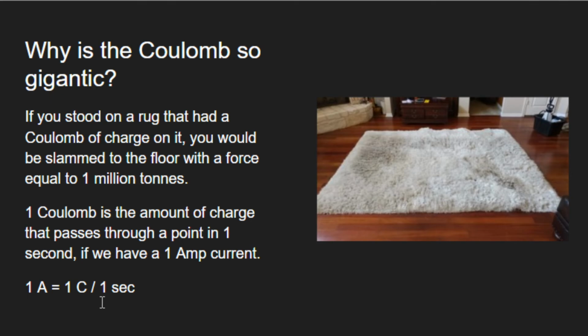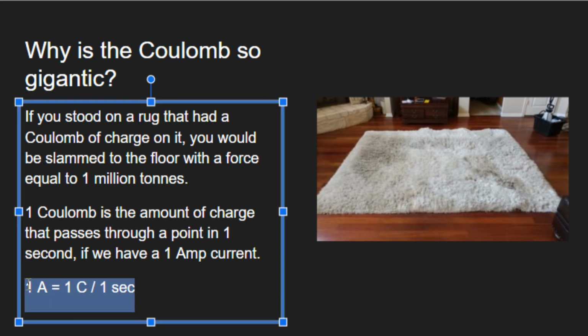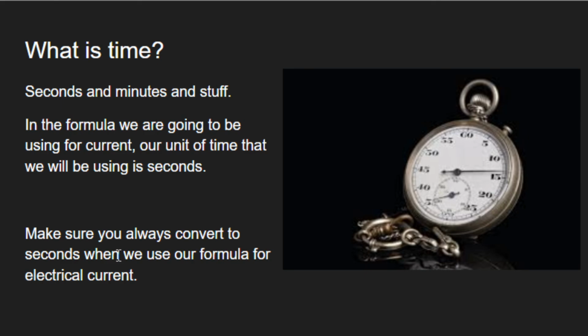The reason it's used is that if you have a 1 amp current, you've got 1 Coulomb traveling through it per second. So this is a baseline measurement that defined what 1 Coulomb would be. And what is time? It's seconds and minutes and so on. In the formula we're going to use for current, the really important thing to remember is that we're using seconds. So make sure to always convert to seconds when we use our formula for electrical current.